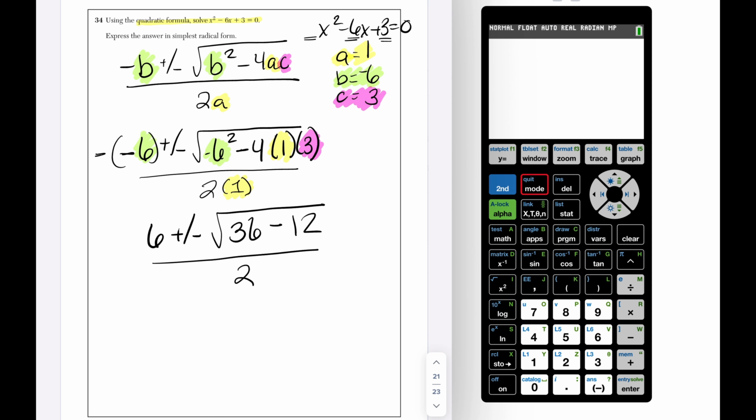All over 2. Give yourself some space while you're writing this out. It's just going to be the thing that's going to be helpful. Okay, and now I'm just going to solve what's inside. So I have 6 plus or minus 36 minus 12 is 24 over 2.